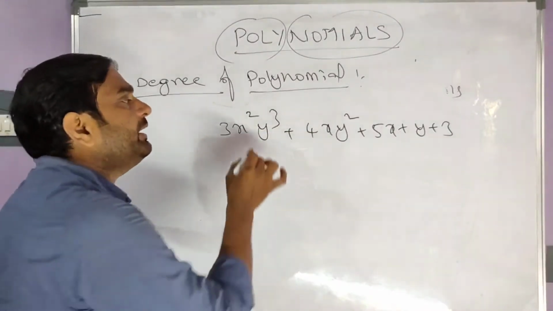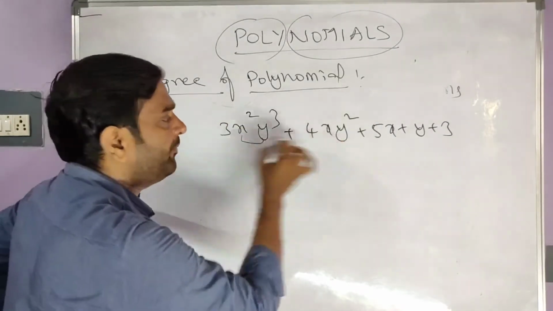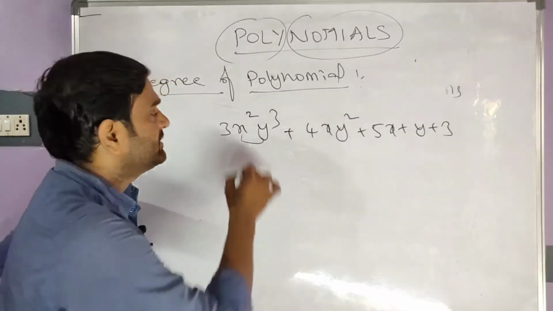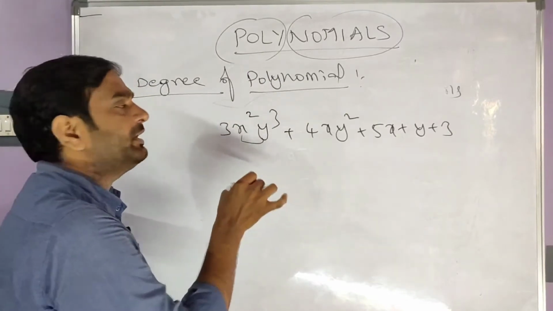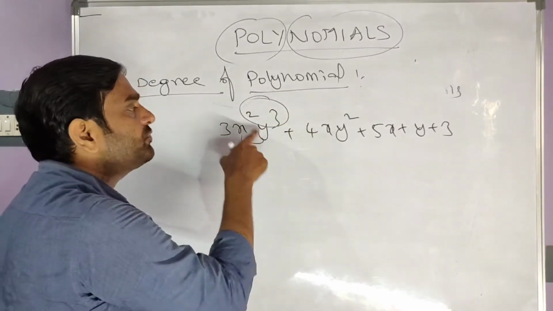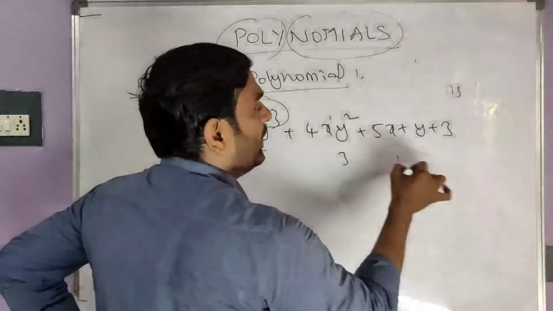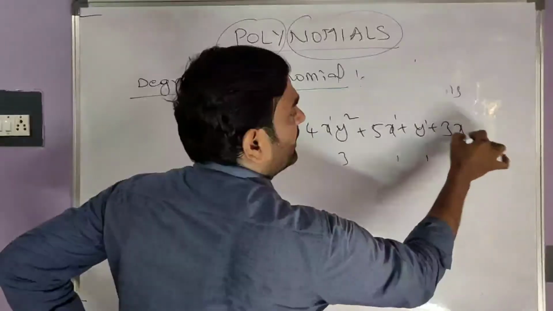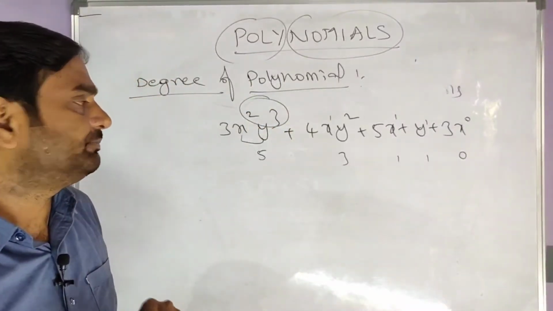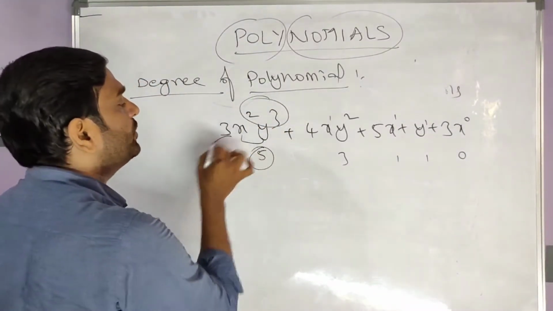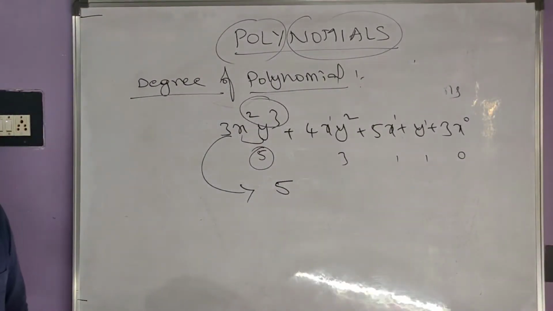It is nothing but the sum of the powers of the variables. This polynomial is in terms of the x and y variables. The sum of the powers of these two variables is 5 here, 3 here, 1 here, 1 here, and here none, so 0. Among these, what is the highest power? 5. So the degree of this polynomial is 5.